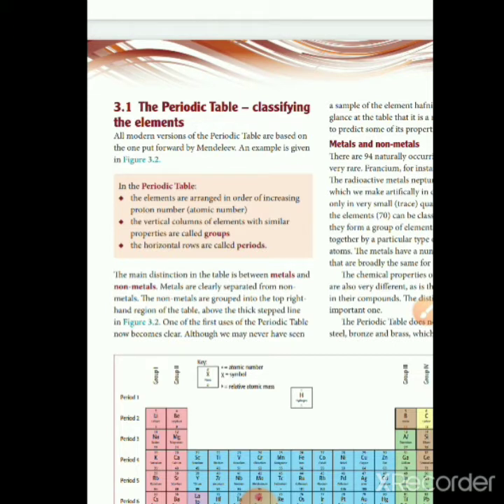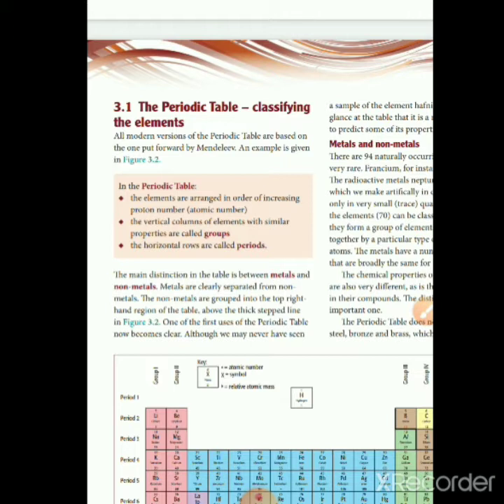Now, if we discovered certain elements that resembled the properties which he gave, we would put those elements in that periodic table. So it was a well-accepted model. Until now, we are using the periodic table which was given by Mendeleev.